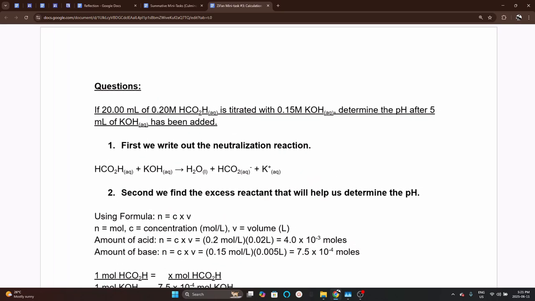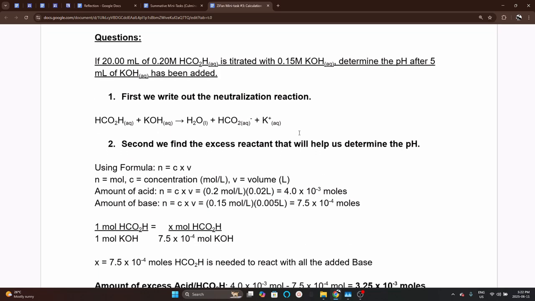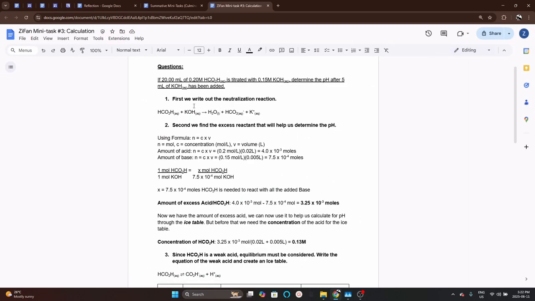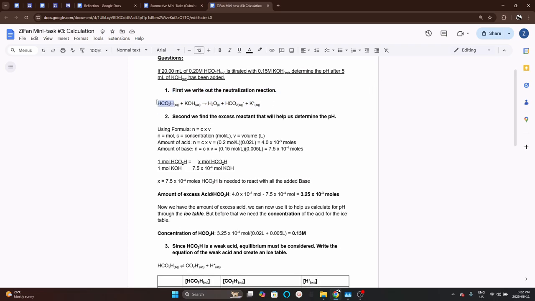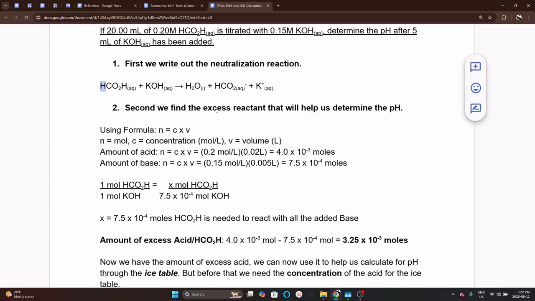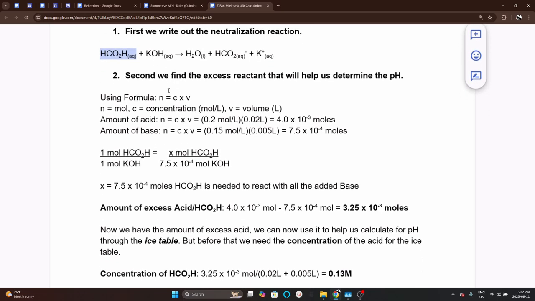So, if 20 milliliters of 0.2 moles per liter of formic acid is titrated with 0.15 moles per liter of potassium hydroxide, determine the pH after 5 milliliters of potassium hydroxide has been added. So, first, we obviously want to write out a neutralization reaction, which will help us later find the amount of moles required. And we can see immediately right here, all the H's are not dissociated. And so we understand that the formic acid is a weak acid, which will later help us.